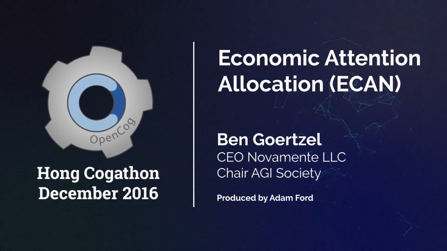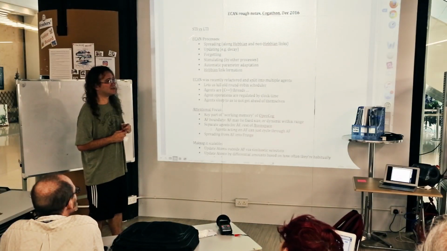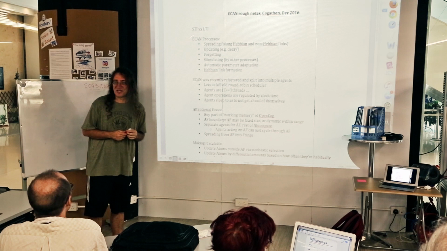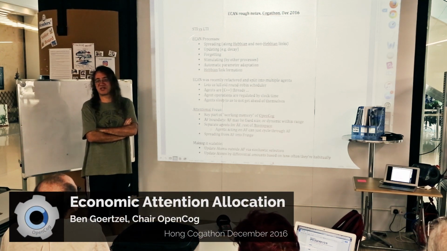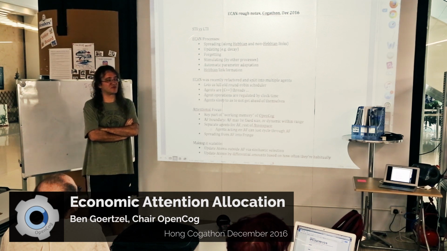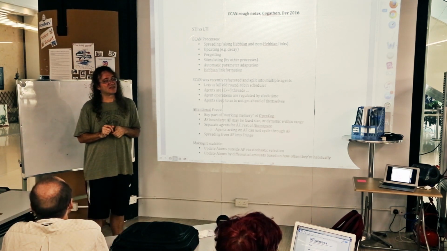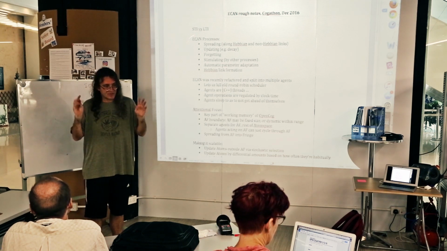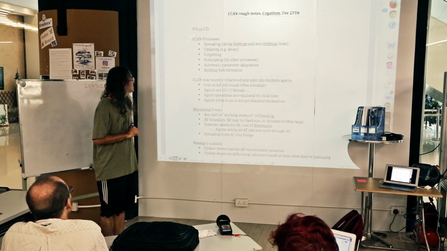All right, so ECAN, or economic attention allocation, is the method of allocating both memory and processing resources inside OpenCog.